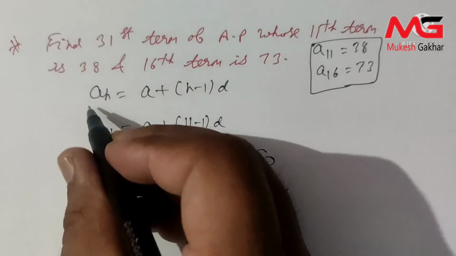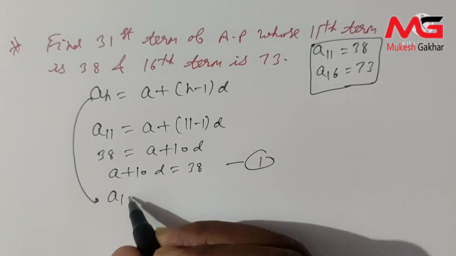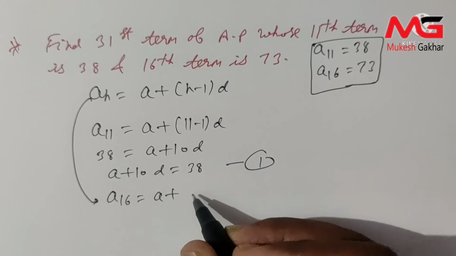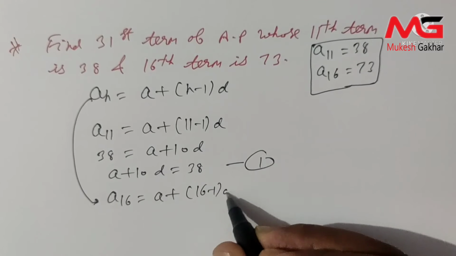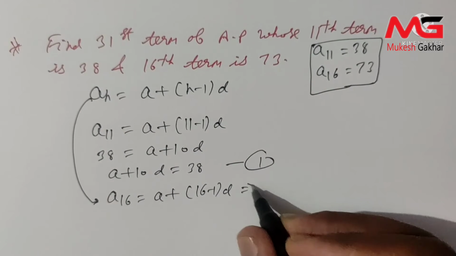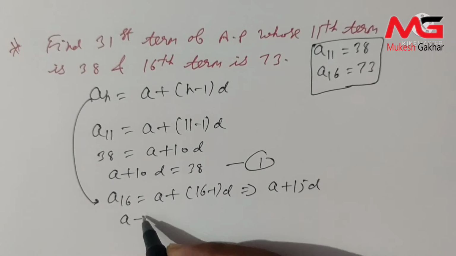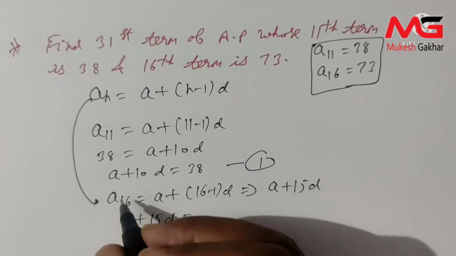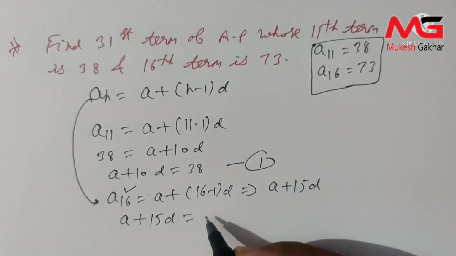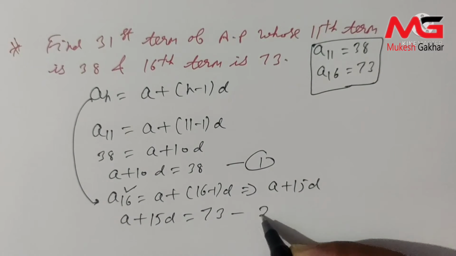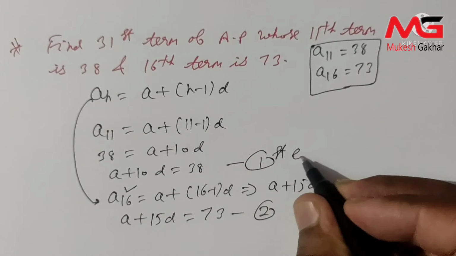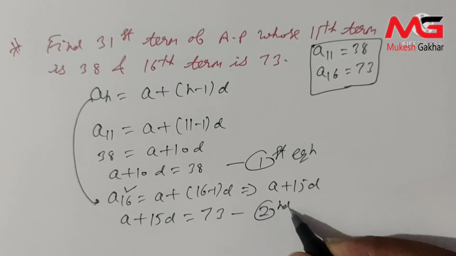Now A16 is given 73. So it will be A16 is equal to a plus 16 minus 1 into d. It will be a plus 15d. You can write a plus 15d is equal to the value of A16, 73. So it will be the second equation, first equation, second equation.